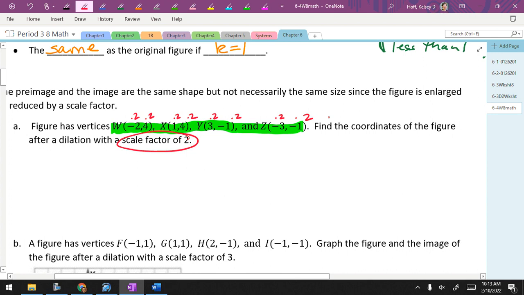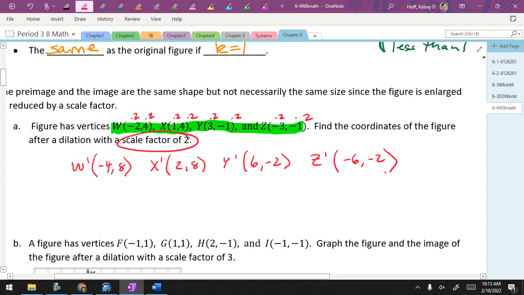So W prime would be -4, 8. X prime would be 2, 8. Y prime would be 6, -2. Good. And Z prime would be -6, -2. Exactly. Have you ever heard that saying, KISS, keep it simple, stupid? Okay, this is one of those times, don't overthink it. KISS, K-I-S-S, keep it simple, stupid.